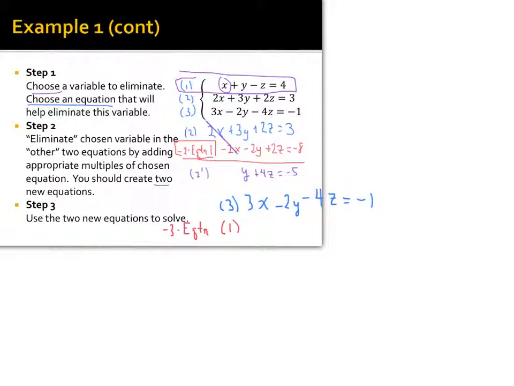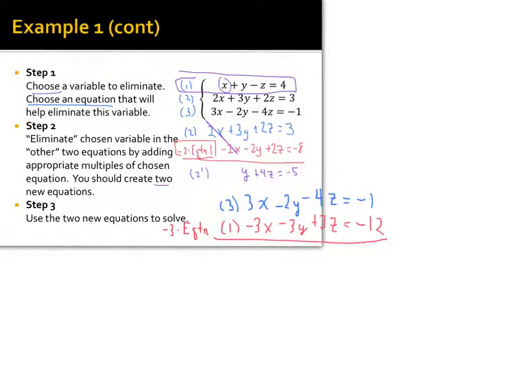So if I take -3 times x here, I get -3x. If I take -3 times y here, I get -3y. If I take -3 times -z, I get +3z. And if I take -3 times 4, I get -12. And again, I go ahead and add these.